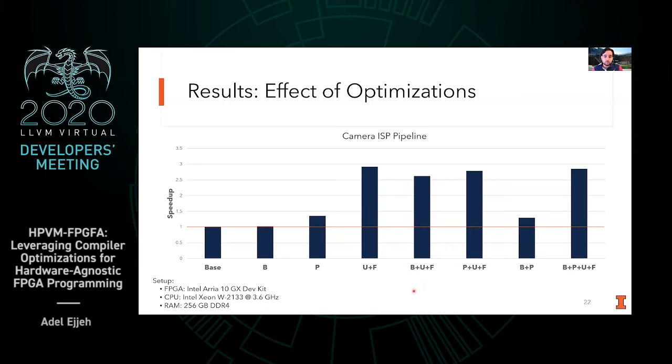Our findings showed that loop unrolling, loop fusion, and argument privatization are the ones that gave the most speed up whenever they are applicable. This is shown in these bars containing the U and F and P together. And a similar result was also found when we analyzed the MachSuite benchmarks as well.